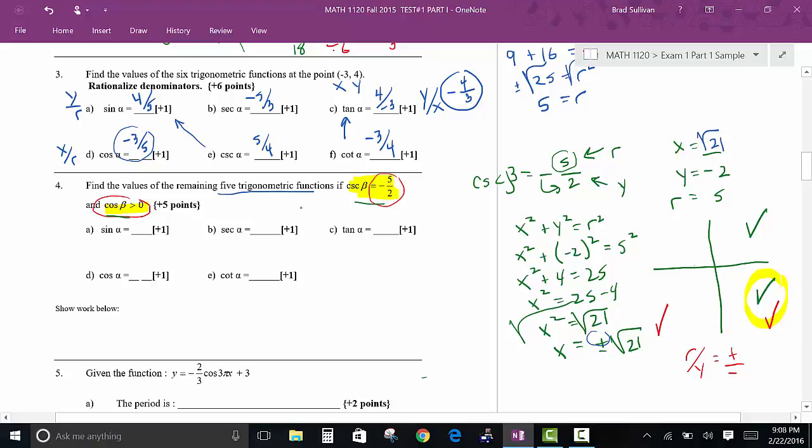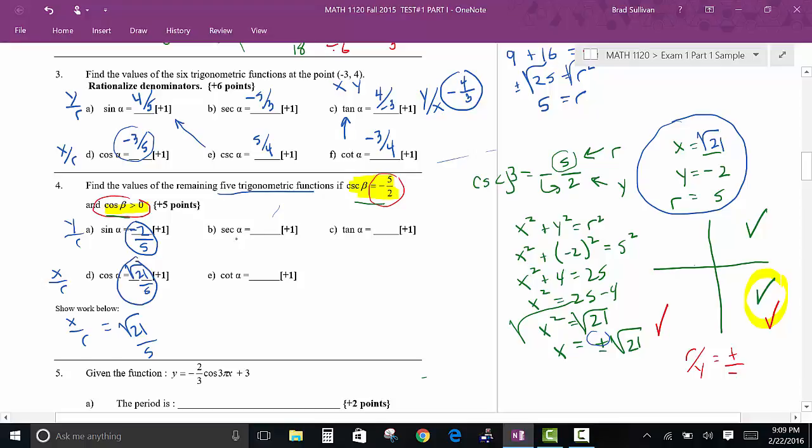Okay, now it's just a matter of taking these definitions right here, plugging them into the definitions of the trig function. So the sine is y over r. Okay, y is going to be negative 2, r is 5. So the sine is negative 2/5. Okay, now we can go on to the cosine. The cosine is x over r. Okay, so if we do x over r, we're going to get square root of 21 over 5. So that gives the value of that.